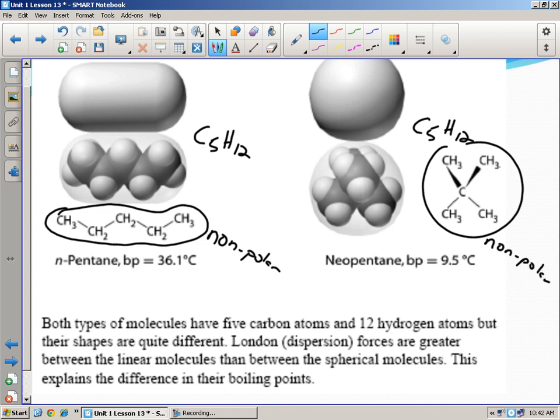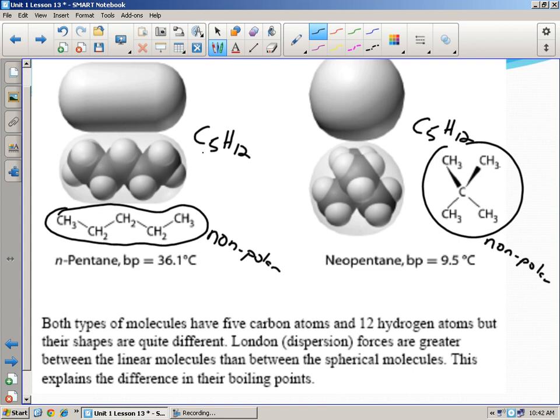Okay, symmetrical all the way around if you want to think of it that way. Sure it is. C in the middle, C to C, C to C, C to C, and then you got H's, H's, H's. Everything cancels each other out. Very symmetrical. Okay, these are both non-polar. These are both London forces. Let's talk about size. London force is based on two things, size and shape. So let's talk about size.